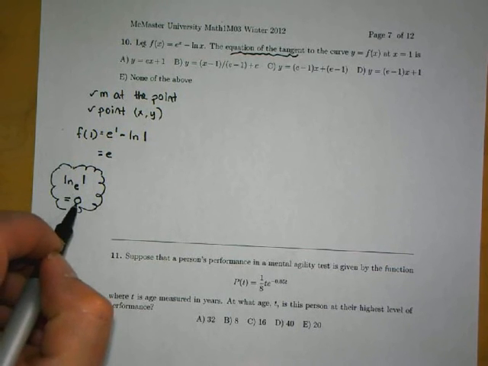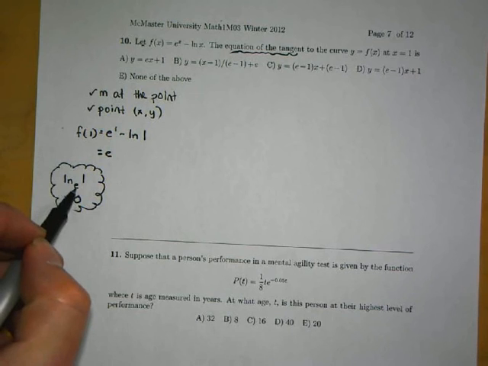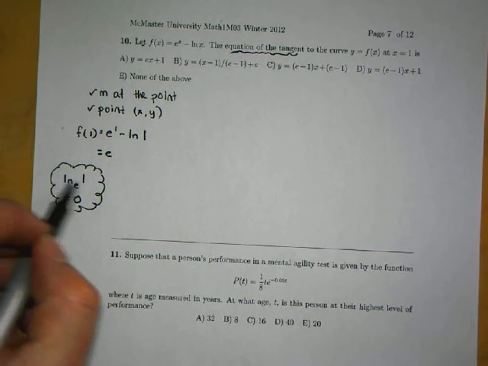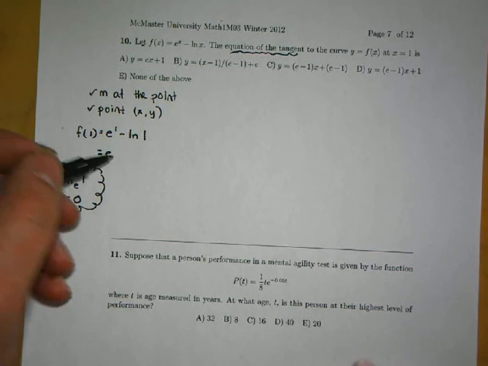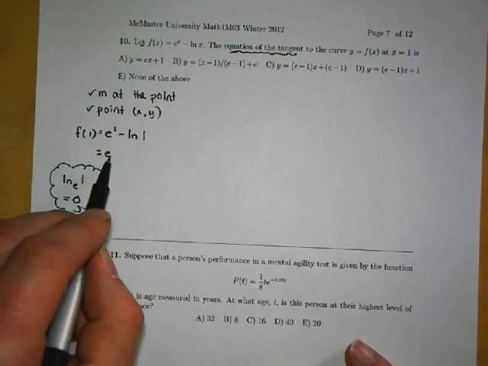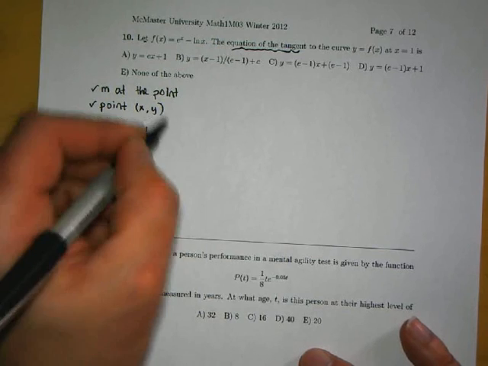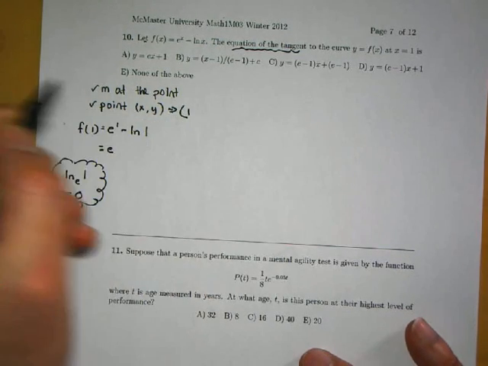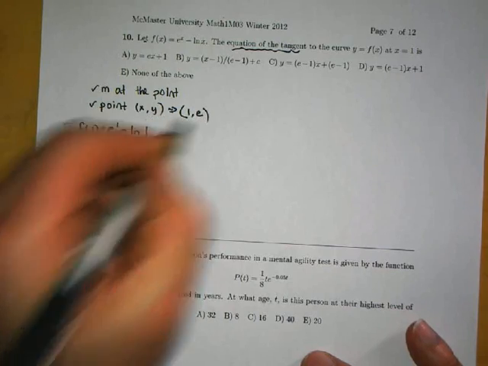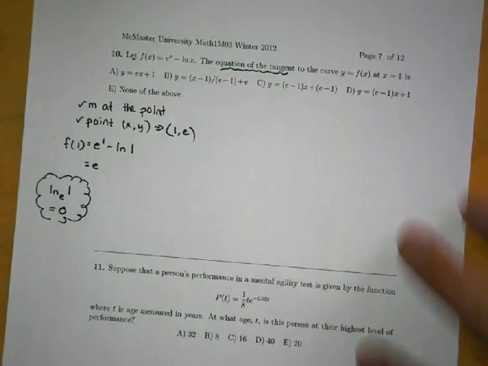It's 0. So it doesn't matter what this base is. If I'm trying to figure out log of 1 to whatever base, the answer is 0. So that means the answer to f of 1 is just e. So there it is. I've got my point, and I'll write it over here: (1, e).